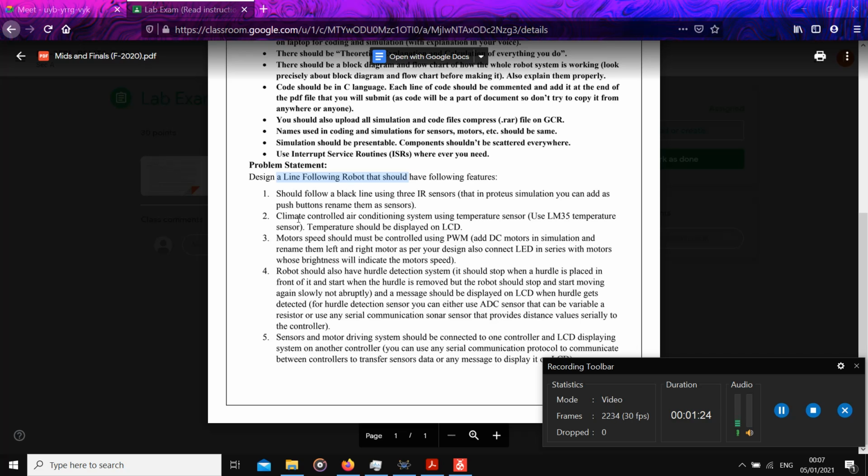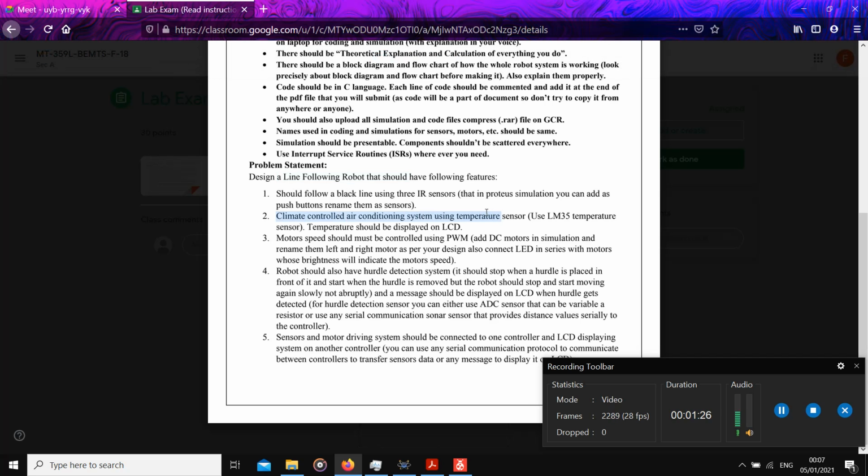The next objective is a simple air conditioning system that is to be monitored using an LM35 temperature sensor. It is a very commonly used commercial sensor that is applied in our daily lives as well, in industries and daily households. So this is a rather simple task.